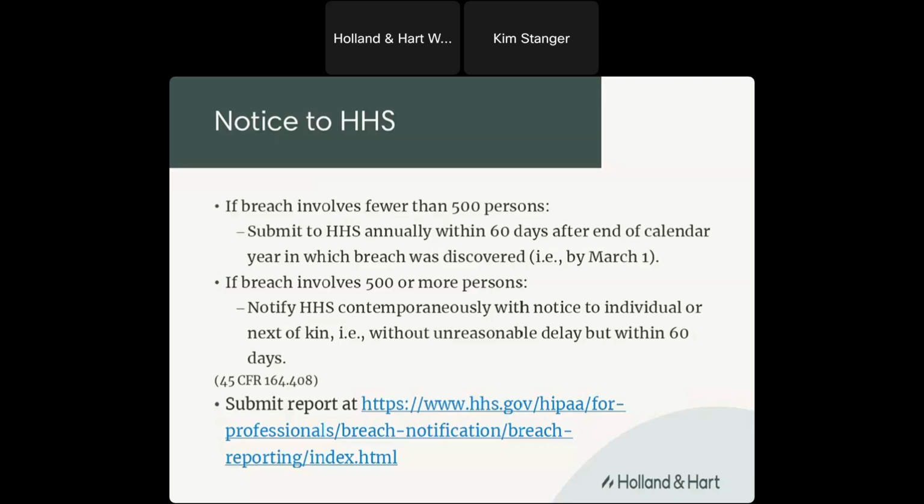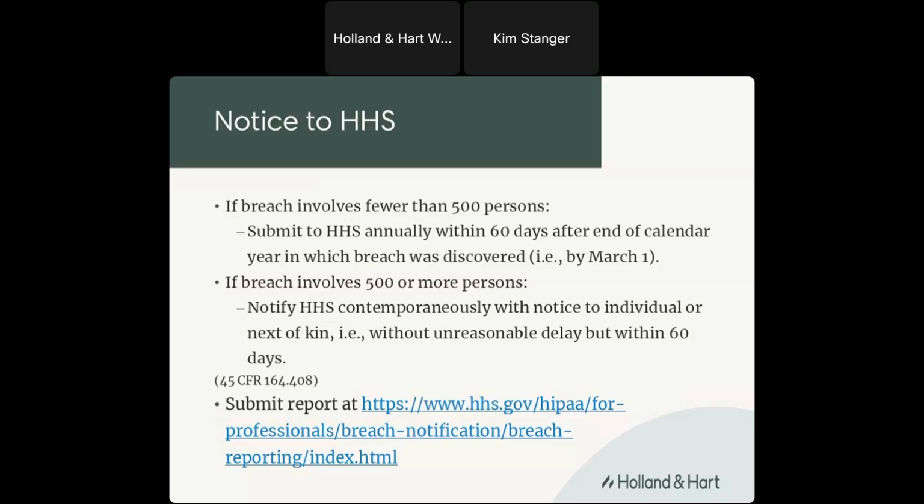When you have a breach, you're also going to have to notify HHS. If the breach involves fewer than 500 persons, you've got to submit it to HHS at least annually, no later than 60 days after the end of the calendar year, which is usually March 1st, depending on whether or not it's a leap year. On the other hand, if the breach involves 500 or more persons, then you're going to have to provide the notice within 60 days after the date you knowingly discovered the breach. You submit that report to HHS by going to this website, and it walks you through the information.